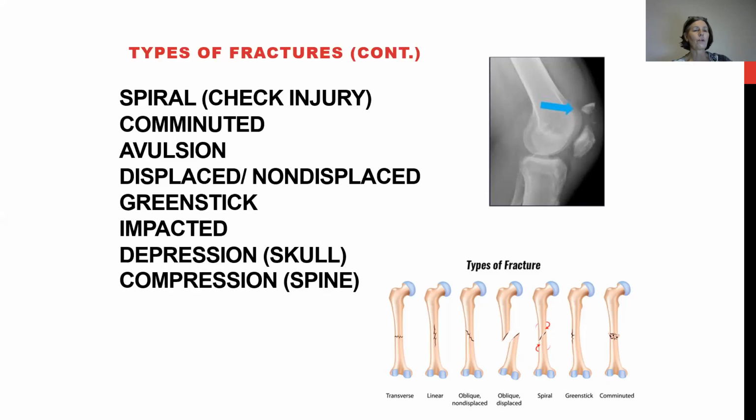A comminuted fracture is represented on the farthest right bone on the picture at the bottom of this slide. And you can see it's got little fragments. The bone has shattered, and there's lots of little fragments in the bone that need to be healed.